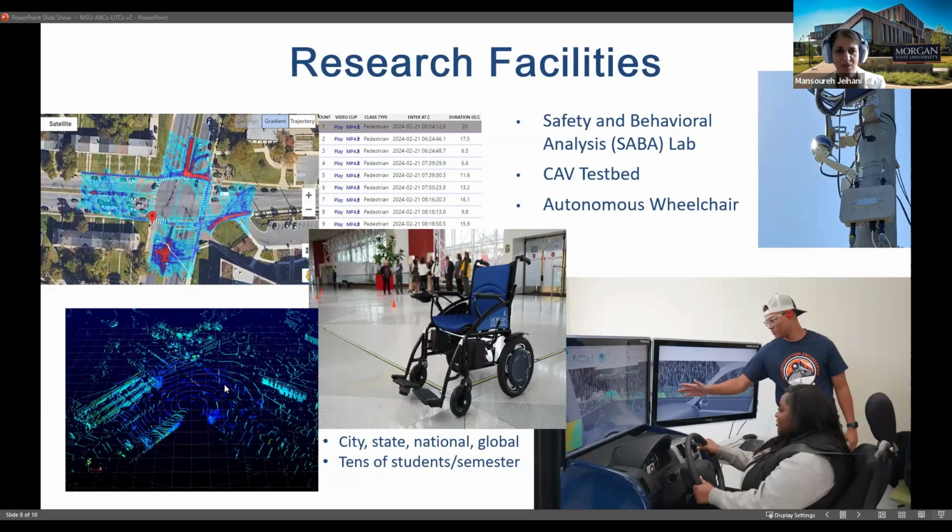And the bottom left is a picture of our LiDAR that gets any object that passes through intersections near Morgan. We receive all that data and information in real time, and we can look at so many different things, from conflicts and near misses to the speed and what kind of vehicles are passing by and all that. And based on that, we have been doing a lot of research.